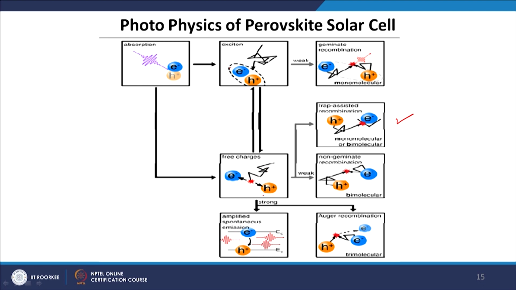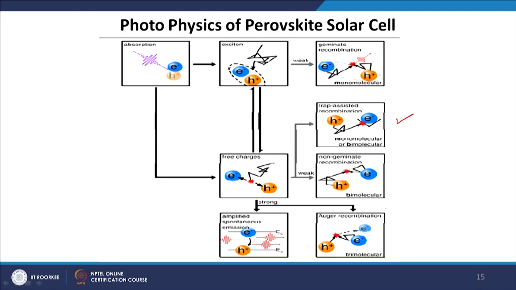Now, if you have a strong intensity of light, then what will happen? Amplified spontaneous emission or multiparticle Auger recombination. Multiparticle Auger recombination is a trimolecular recombination. The electron hole pair can combine with another electron, or there can be further amplified emission here.